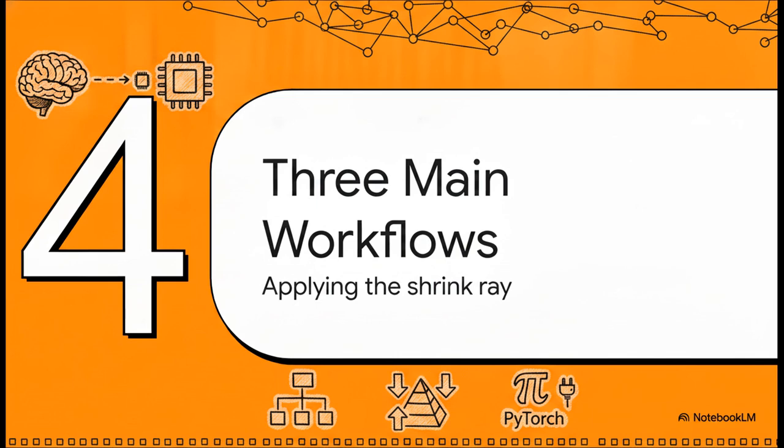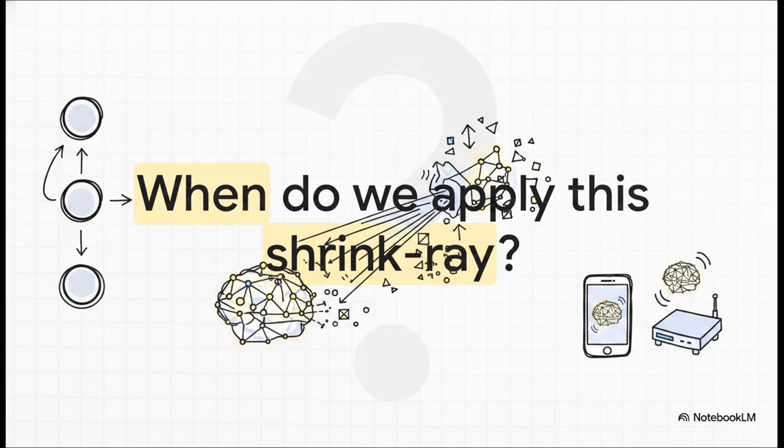Now for Section 4, the 3 main workflows. Let's look at how to actually apply this shrink ray in PyTorch. Okay, so with the math and the stakes laid out, let's talk engineering. If you're a developer using a framework like PyTorch, this naturally raises a huge practical question. At what point in the AI's lifecycle do you actually shrink the weights? And what about the activations, the actual data moving through the network?